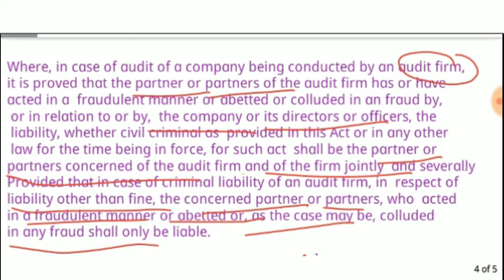So in case of any civil liability, the partner or partners and the firm are jointly and severally responsible. For criminal liability, that is, liability other than fine, only the concerned partners who have made such a default or such a fraud are liable. Okay, this is what Section 147 subsection 5 says.